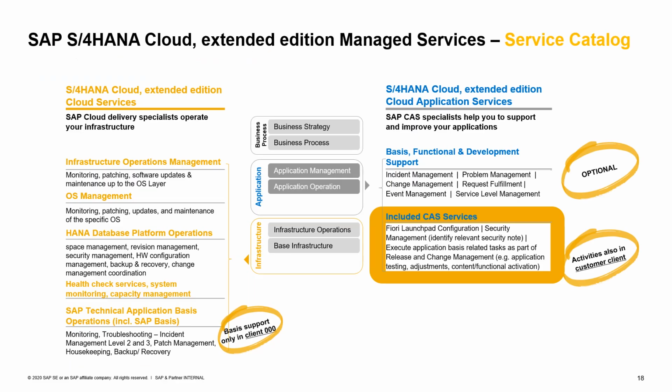This comes from the services catalog, and it's for SAP S/4HANA Cloud Extended Edition and Managed Services. On the left side, you see all of the S/4HANA Cloud Extended Edition cloud services that are available. Then we see what's included, as well as what is optional for your customer. So take a few moments to review the information and details on this slide.